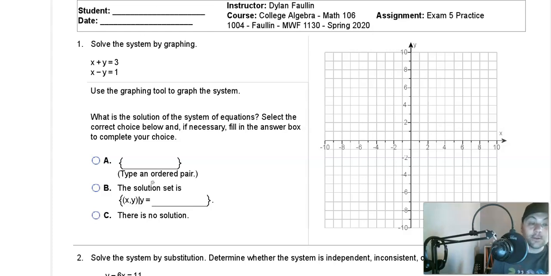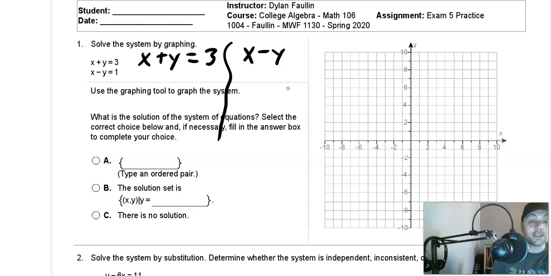The way you're supposed to do this problem is to take each equation, graph both of them on the Cartesian coordinate system, and look for where the graphs intersect each other. The quickest way to graph these equations is to take the x and y intercepts. There's one equation, x plus y equals 3. The other equation is x minus y equals 1.